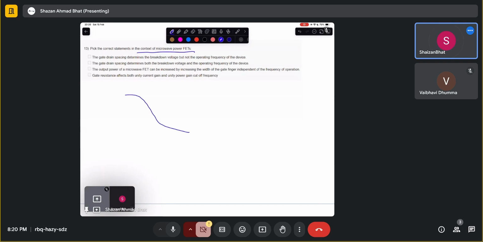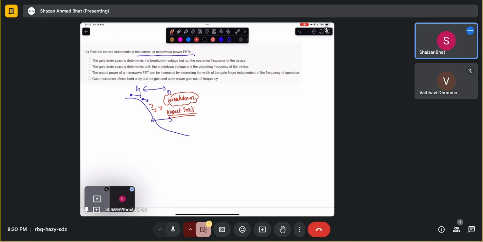That if this is the drain side and the electrons are going down, then how much you can play with this region, which is the gate to drain region, will basically determine your breakdown. That's what I told in the first initial slides. You will see that there will be impact ionization and other things that will break down the device. So you can play with these lengths, and it's also going to determine your operating frequency of the device.